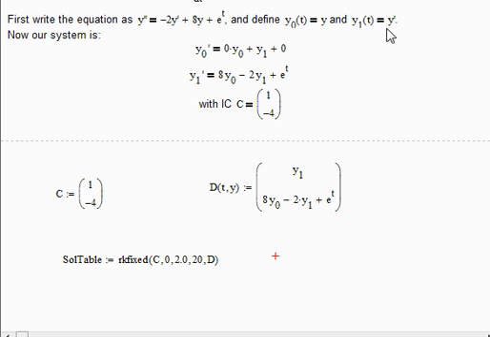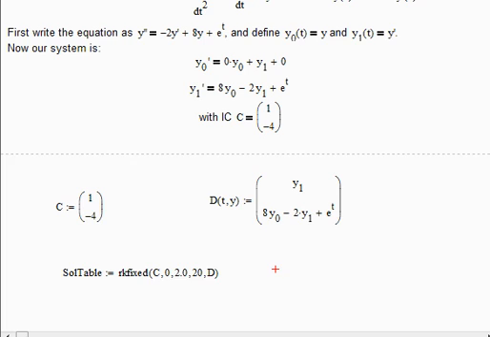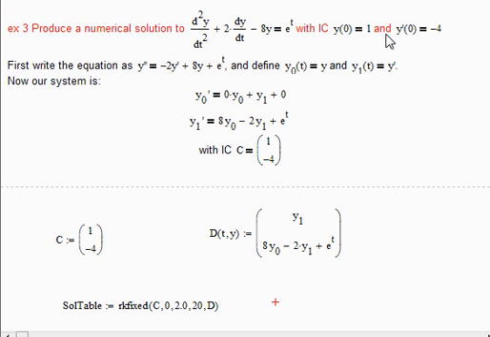So why am I going to 2.0? Because we wanted to find, oh, did I say produce a solution? And no, I didn't say how far to go. I should have said that. We're going out to 2. We know what y of 0 is. We want to know what y of 2 is. So that's why this 2 is here.